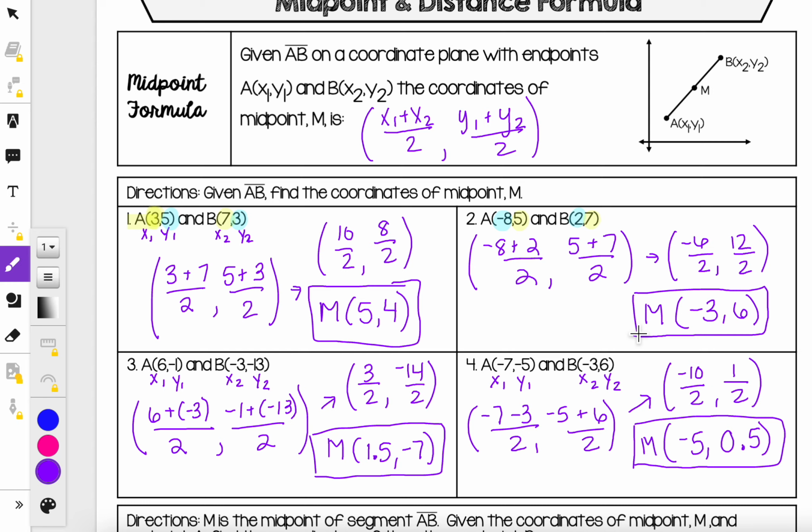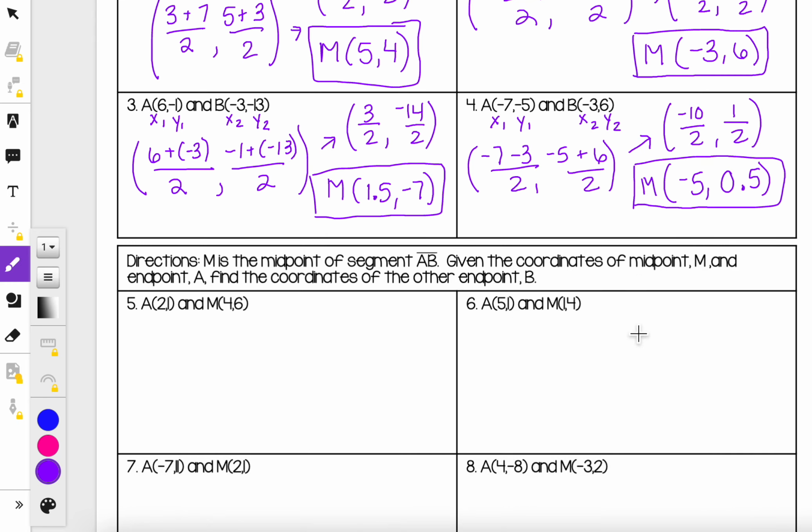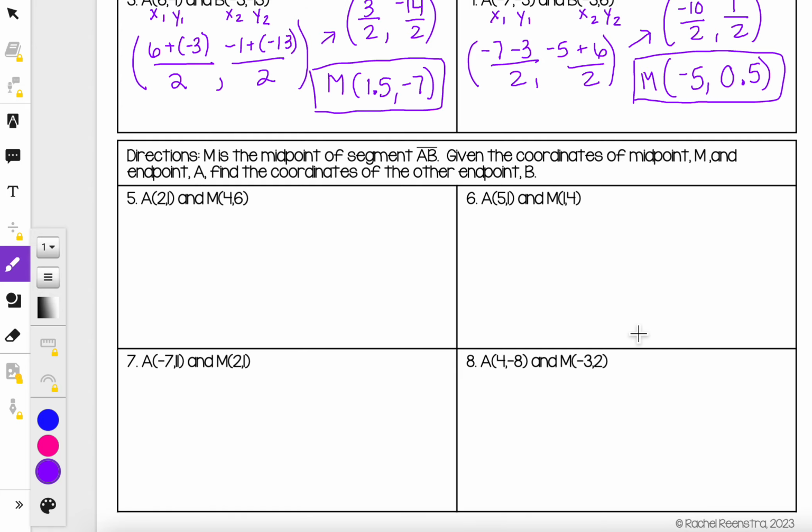Okay. Now it gets a little bit more complicated in these next sets of questions. So over here it says M is the midpoint of segment AB. Given the coordinates of midpoint M and endpoint A, we want to find the coordinates of the other endpoint B.